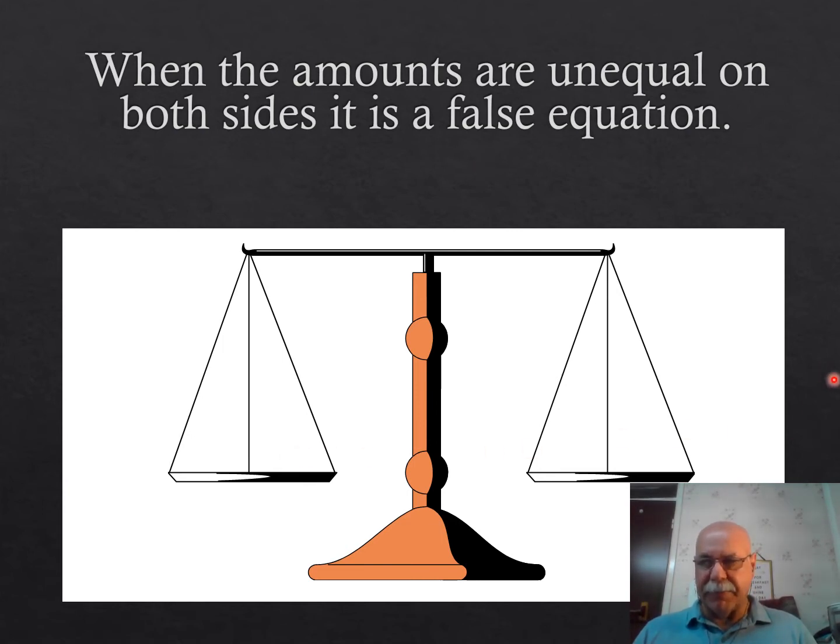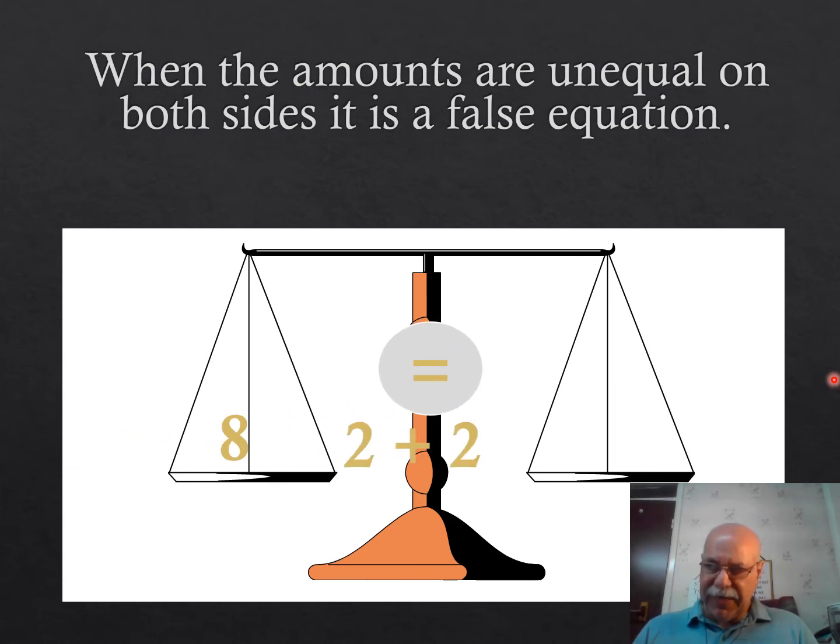Let's see this example. Here we have 8 on one side. On the other side, 2 plus 2 is not 8, it's 4. So this is not equal. That's why this is a false equation. If anybody asks what a false equation means, it means one side of the equation is not equal to the other side.